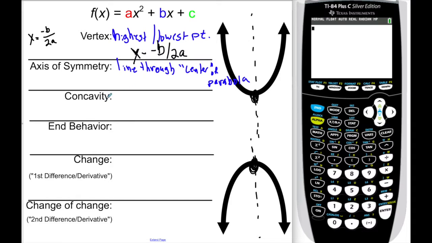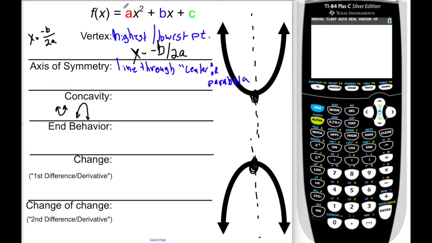The concavity, we did talk about that in class, so that is whether the graph is going to point up on both ends or down on both ends. Do both ends point up? Is it like a happy face, a smile, or a sad face?